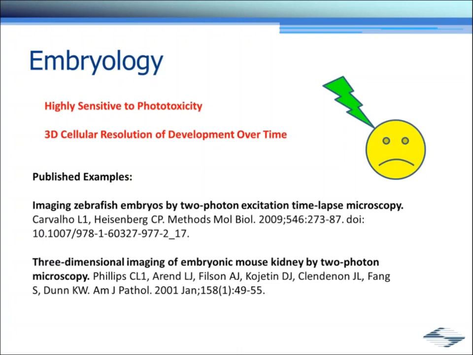Instead, if we look at our little graphic up here on the right, we use red light or infrared light, and this does not interact with the tissue as much as the single photon excitation light. Therefore, phototoxicity is greatly reduced. And in two-photon imaging in embryology in particular, people find that they can actually image their embryos repeatedly as they develop over time without altering their developmental behavior.